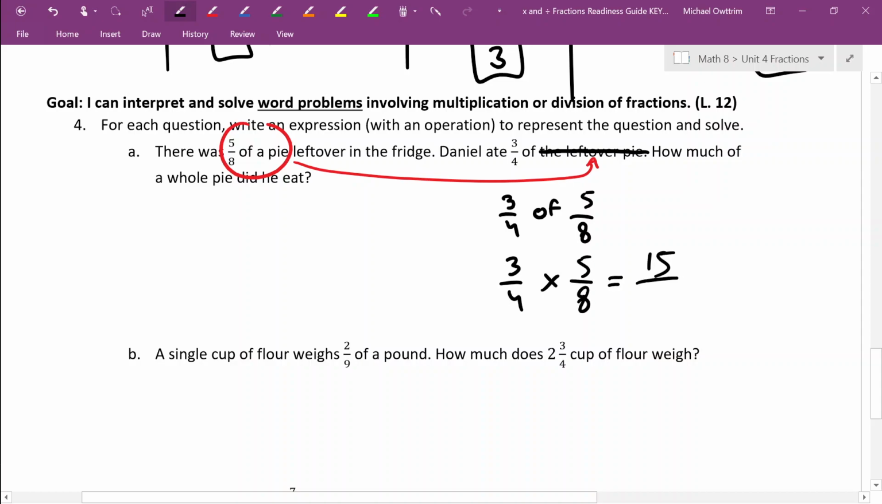3 times 5 is 15, 4 times 8 is 32. So we can conclude that Daniel ate 15/32 of a whole pie.